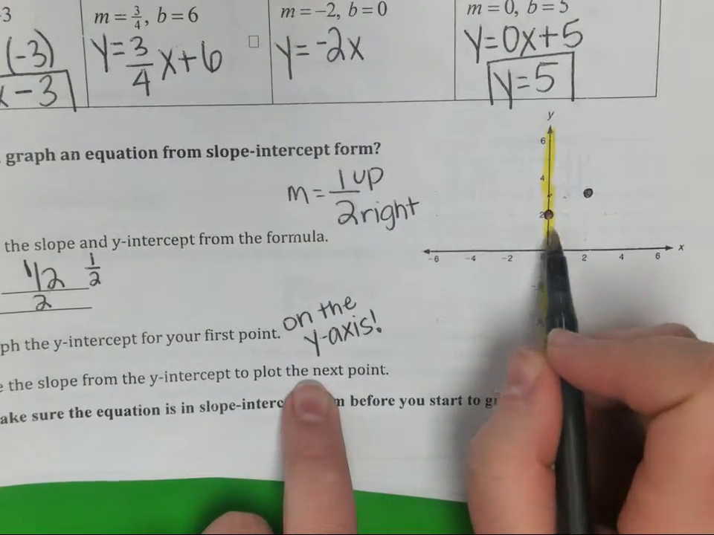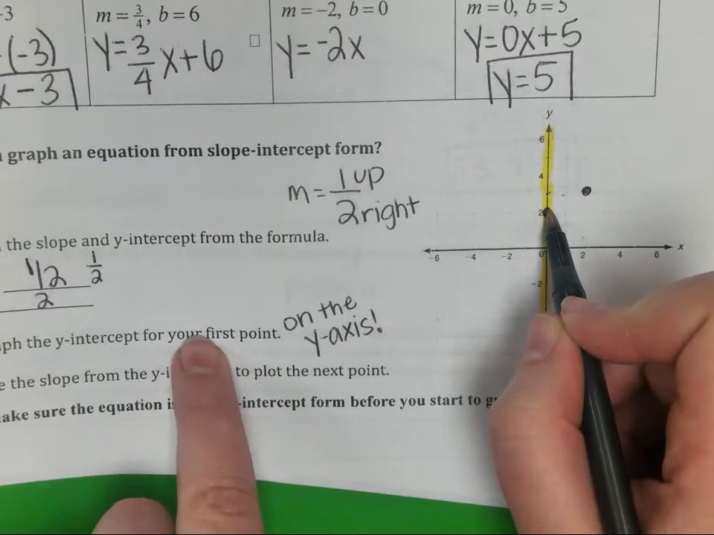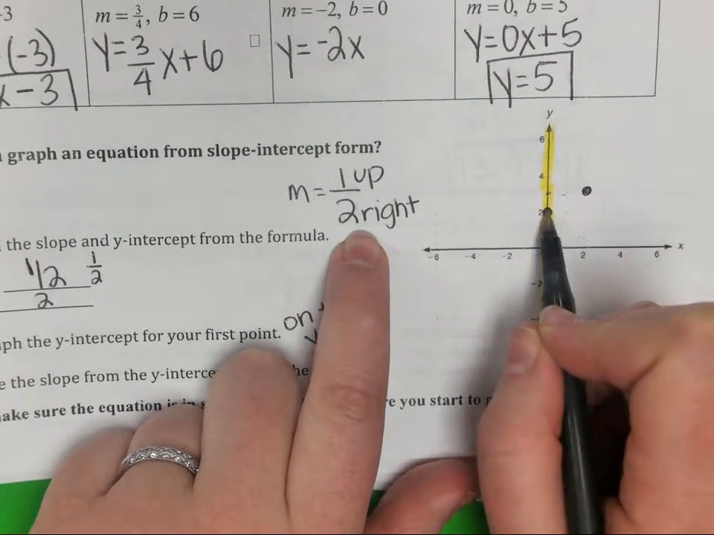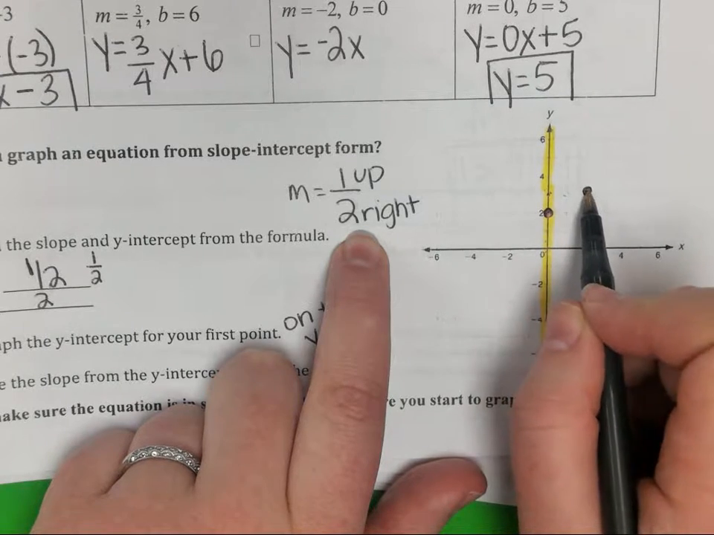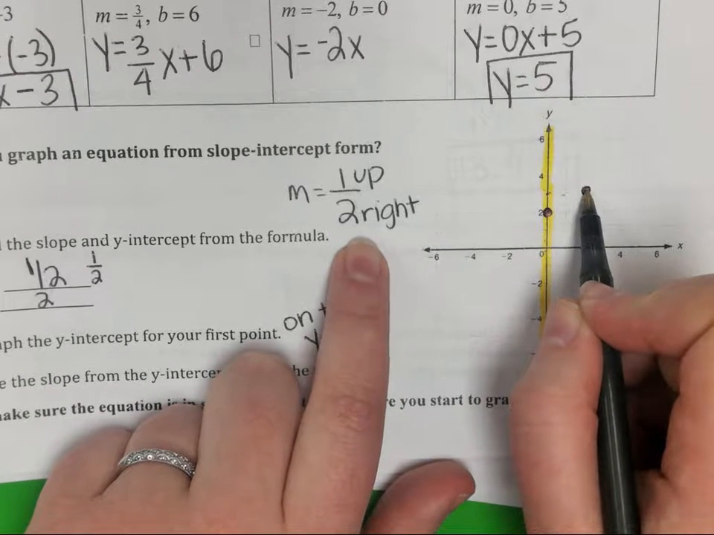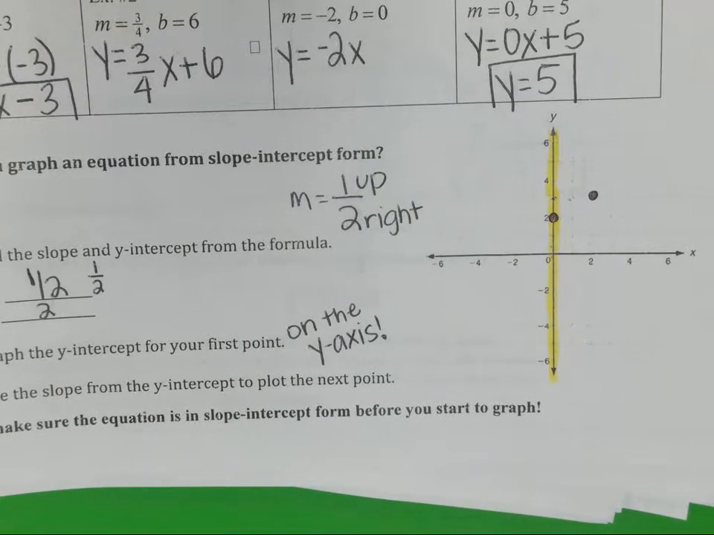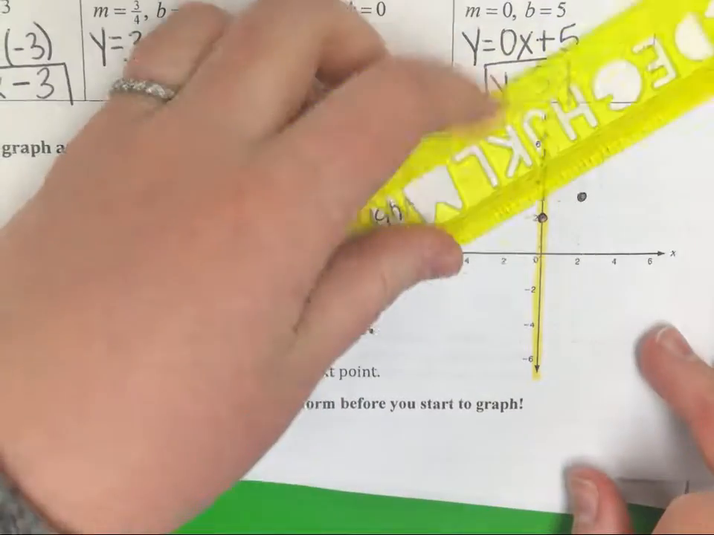Okay? So we have to go up and plot our 2 for our y-intercept. Then we use our slope from our y-intercept. You always start at your y-intercept. So up 1, over 2. You only need 2 points to make a line. So therefore, we can connect our 2 points.